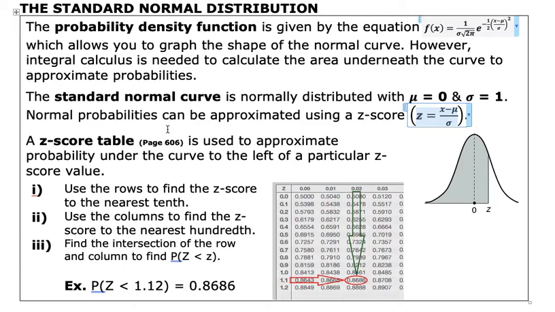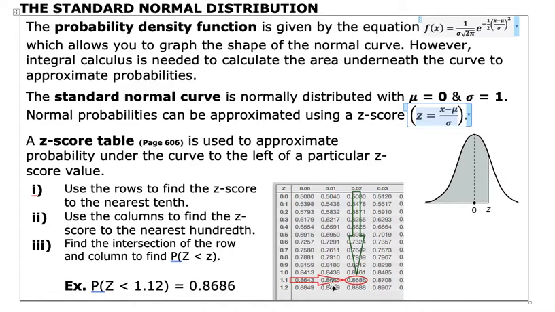A z-score table in our textbook is page 606. I'll include a separate digital copy of this table because you'll use it frequently anytime you're using the standard normal distribution. This is used to approximate probability under the curve to the left of a particular z-score value. So if you had a positive z-score like this, it will take the area underneath the curve to the left-hand side. Let's say that this was the value 1.12. So the probability z is less than 1.12.